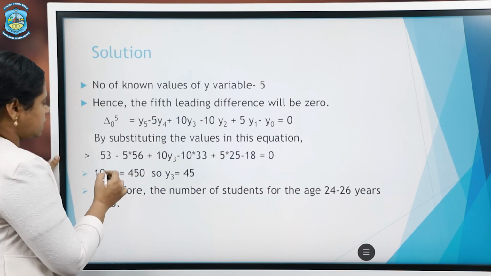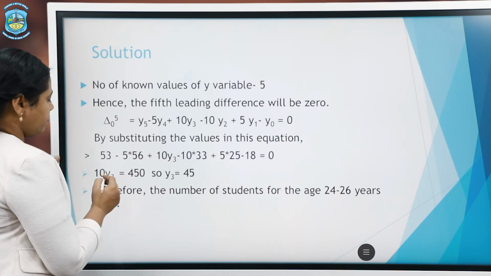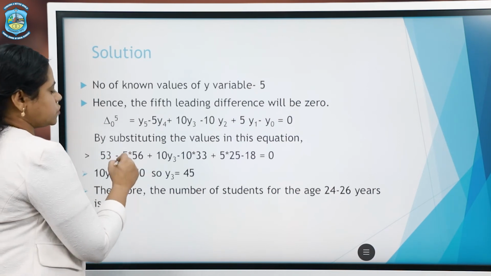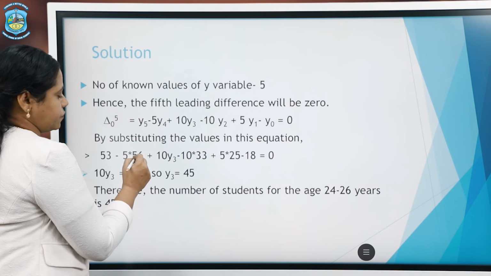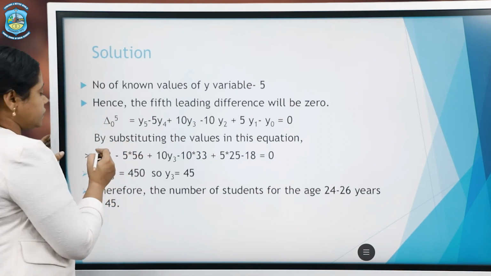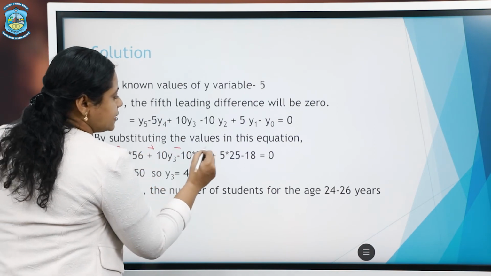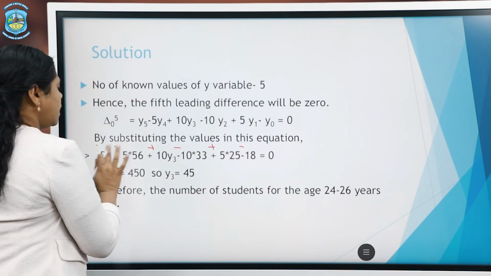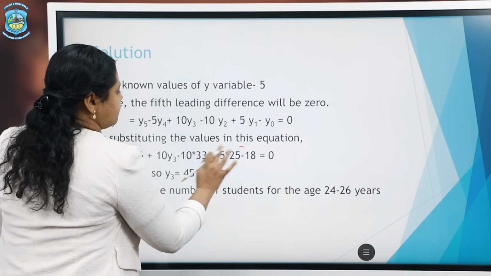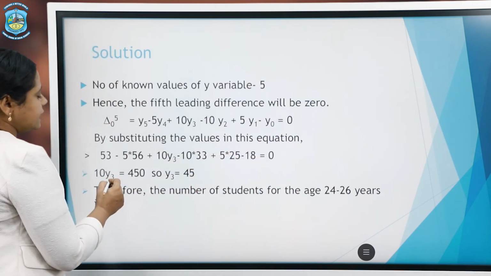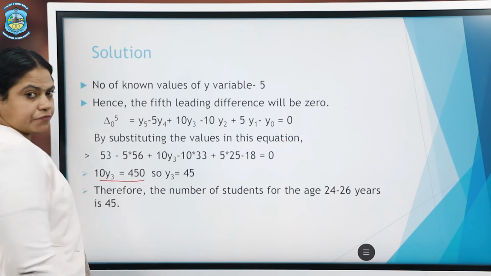Now let's solve this. When you solve this one, you can see 10y3 is equal to 450. So solve this: 53 minus 5 into 56 plus. We have to take care of the sign as well. The first one is plus, second minus, then plus, minus, plus and minus. You can cross check it once again. Then do the calculation. While solving it, you will find 10y3 is equal to 450.